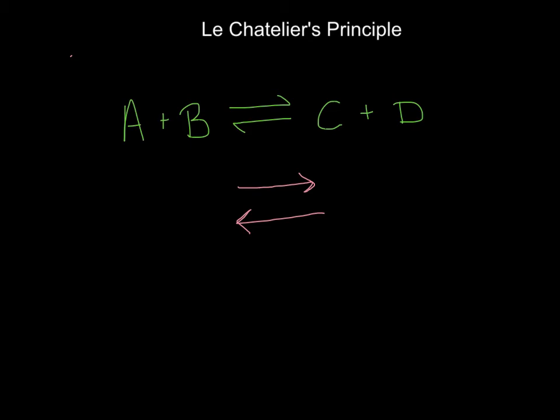Just keep in mind, Le Chatelier's principle just states that our reaction wants to be in equilibrium with equal amounts of reactants and products. So if that equilibrium is not in place, if I have more reactants or more products, my reaction is going to shift to either produce more reactants or products and get back to equilibrium.